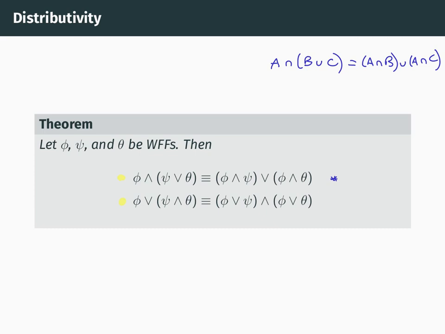So I'm not going to give a proof of this. If you'd like to do so, then what you can do is write out truth tables showing that under any truth assignment whatsoever, the formula on the left and the formula on the right is given the same truth value, which means that these expressions are logically equivalent.